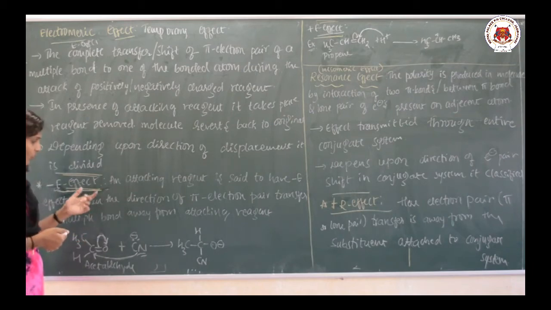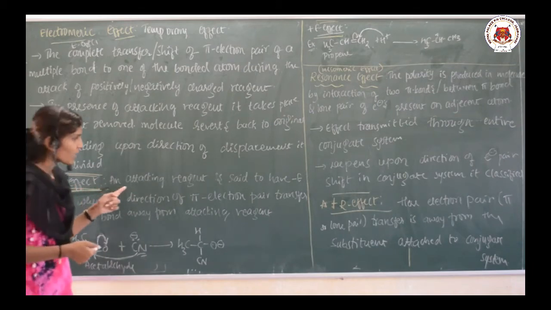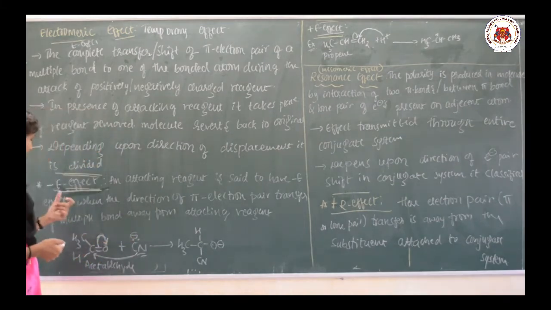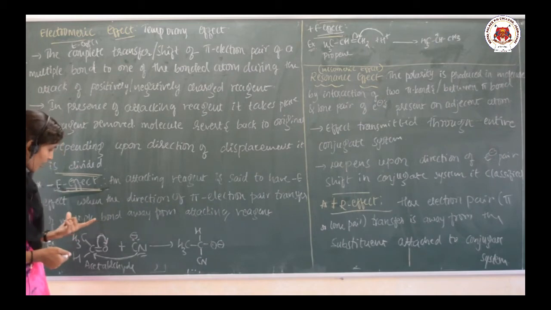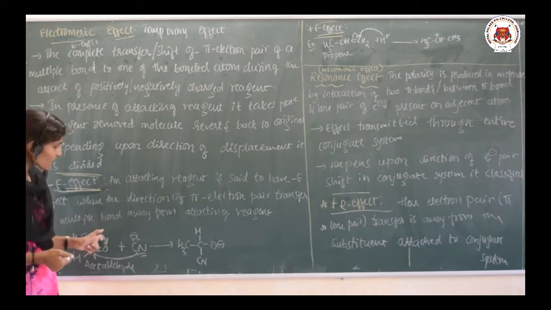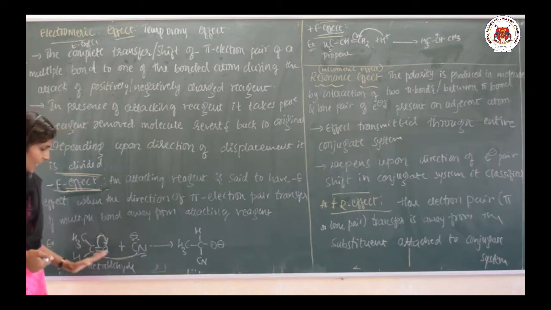Clear? So what is the definition? An attacking reagent is said to have minus E effect when the direction of the pi electron pair of the multiple bond is away from the attacking reagent.